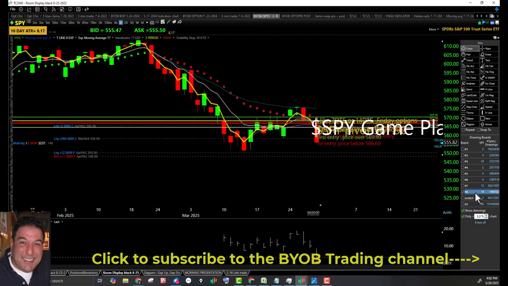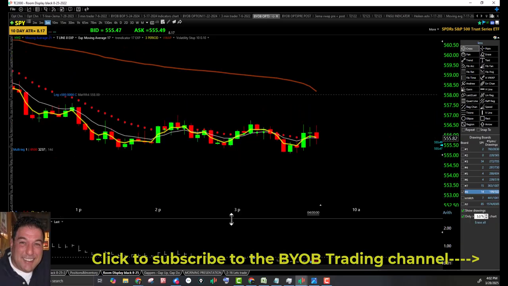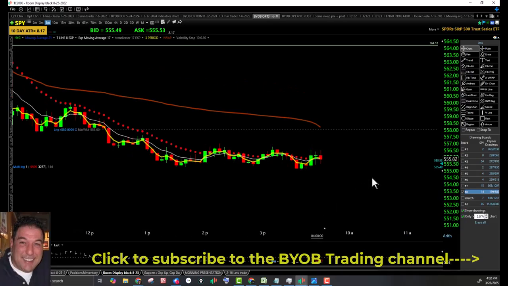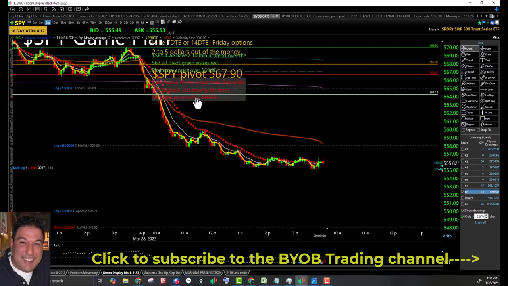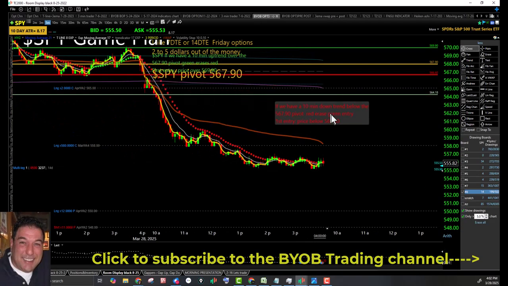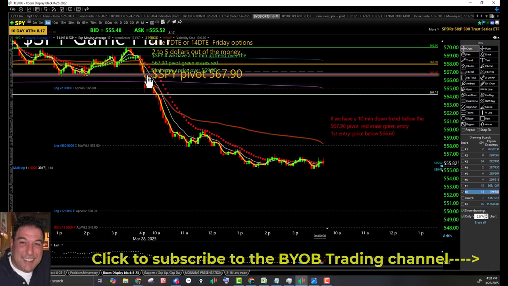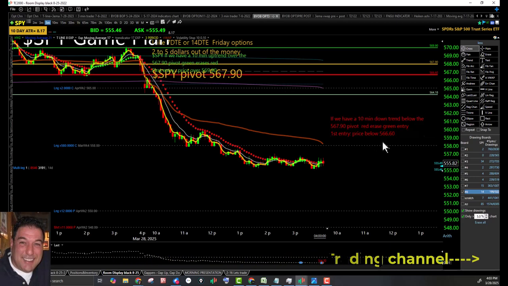For the game plan, 5-minute on the game plan. Take a look at this, and let's move this stuff out of the way. All right, we had a 10-minute downtrend almost all day today. So we shorted the market right underneath 566.60 price action, and we were rewarded all the way down. 566 left off in a bear flag.